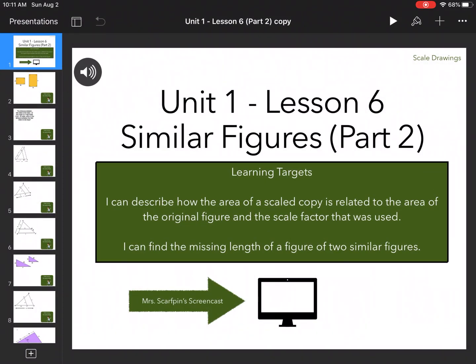Unit 1, Lesson 6, Similar Figures, Part 2. I can describe how the area of a scaled copy is related to the area of the original figure and the scale factor that was used. So that's what we did in Part 1. Part 2 is I can find the missing length of a figure if there are two similar figures.